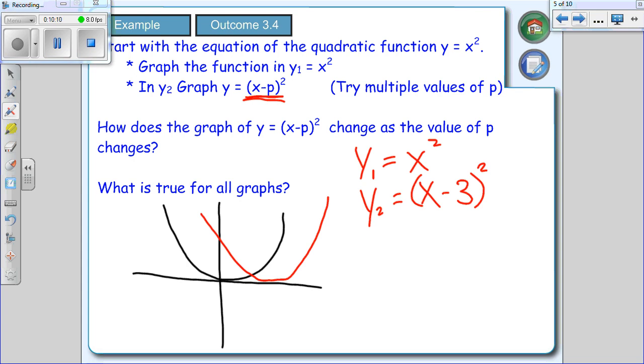Here's the thing that's kind of messed up about your p-value. X minus 3 squared. If I ask you, what's the p-value in this question? It looks like negative 3. It's positive 3, because in our formula, it's x minus p.